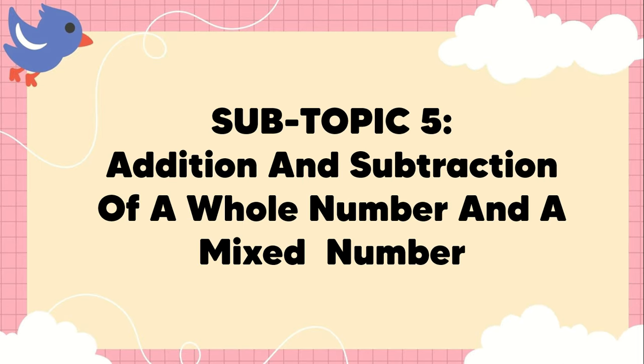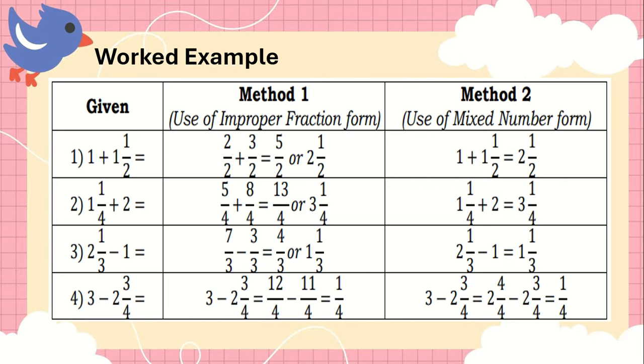For day 5, the subtopic is all about addition and subtraction of a whole number and a mixed number. For the worked example number 1, 1 plus 1 and 1/2 is equal to. For method 1, use of improper fraction form: 2 halves plus 3 halves is equal to 5 halves or 2 and 1/2. For method 2, 1 plus 1 and 1/2 is equal to 2 and 1/2.